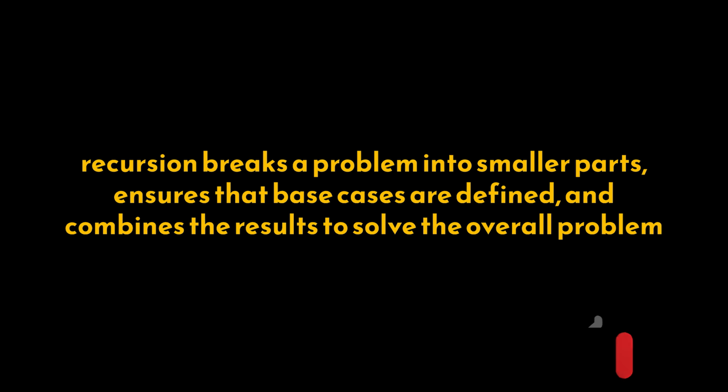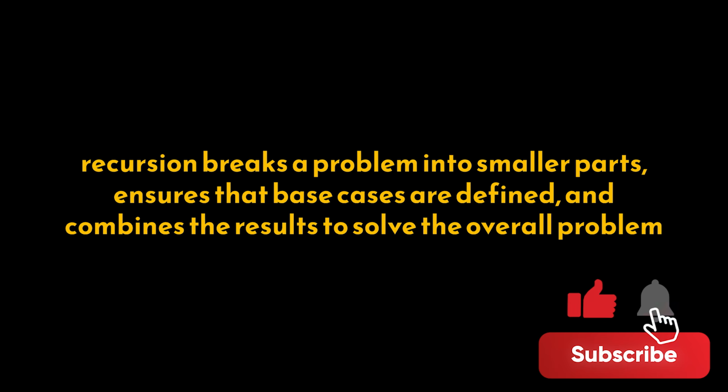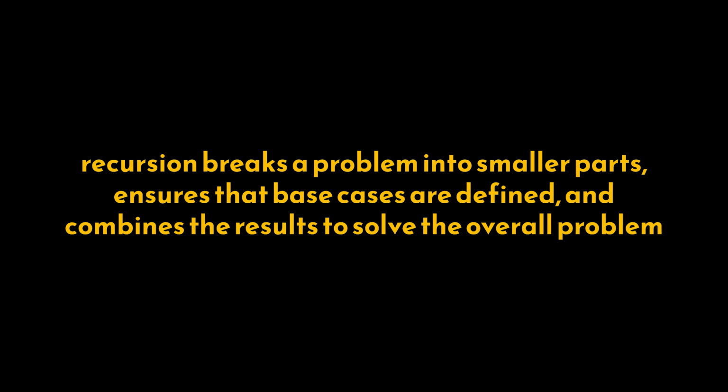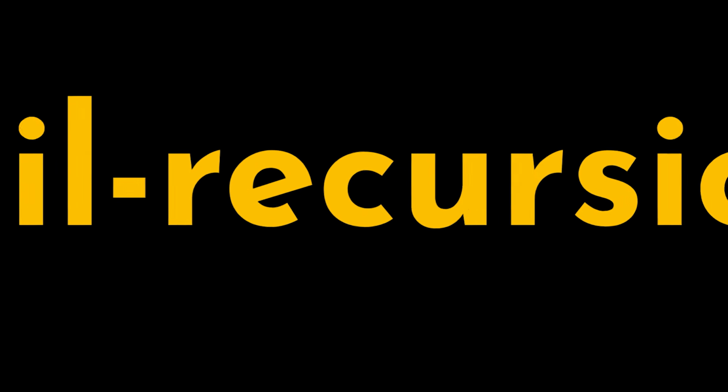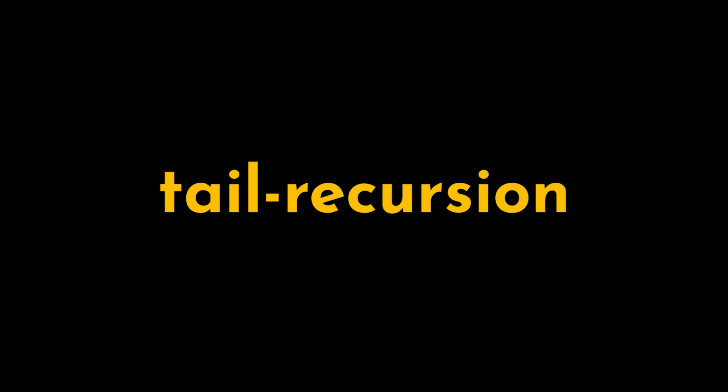Okay, now that we understand how recursion works and how we can solve problems by breaking them into smaller subproblems, let's take it a step further. While standard recursion works fine for many problems, it can lead to excessive memory usage and slow performance when dealing with deep recursion. This is where tail recursion comes in. Tail recursion is a special form of recursion that has unique advantages.